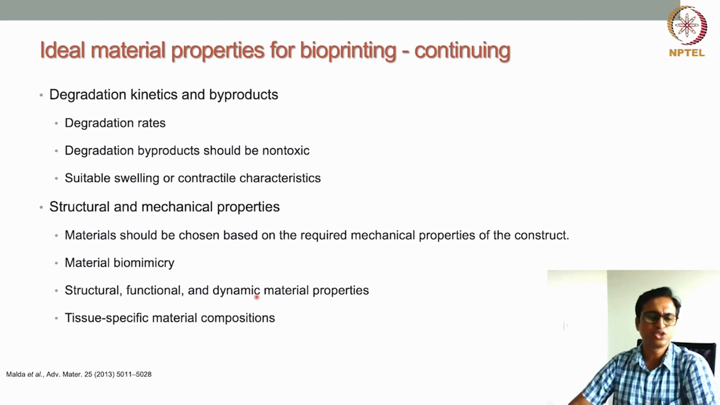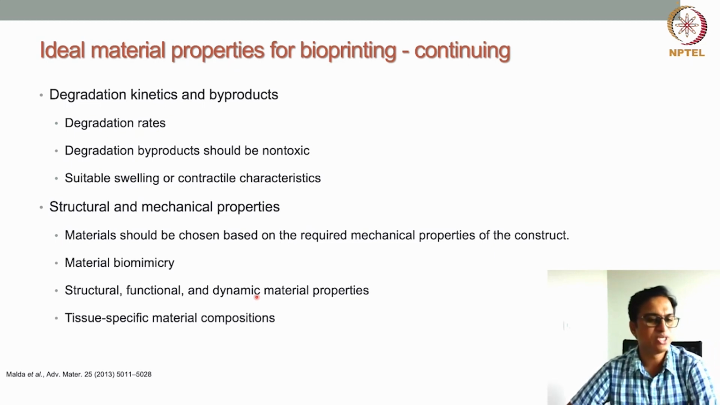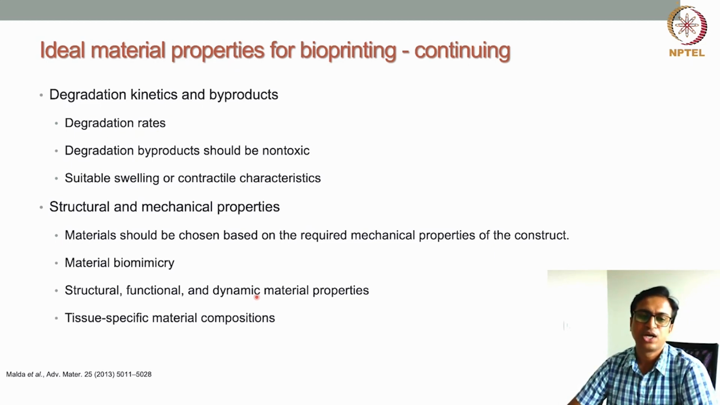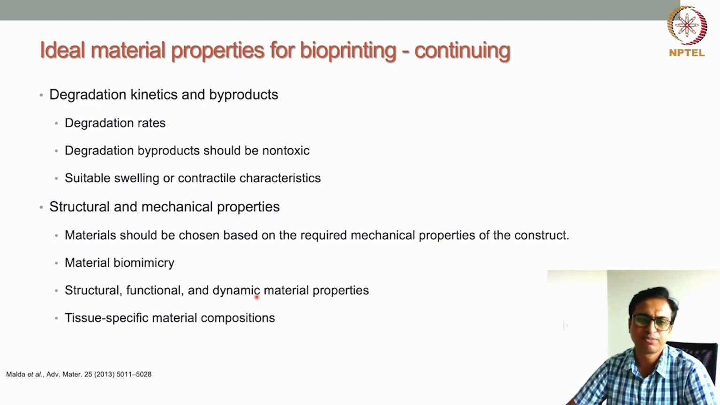And then the other thing is the tissue specific material composition. Because each tissue has its own composition, right? So we need to understand what the composition of the particular tissue is. Accordingly, for bioink development, we need to employ certain materials so that they can match that particular tissue composition, right? So these are the ideal material properties for bioprinting that we need to consider before even going for a particular type of bioprinting. We need to understand all these properties.